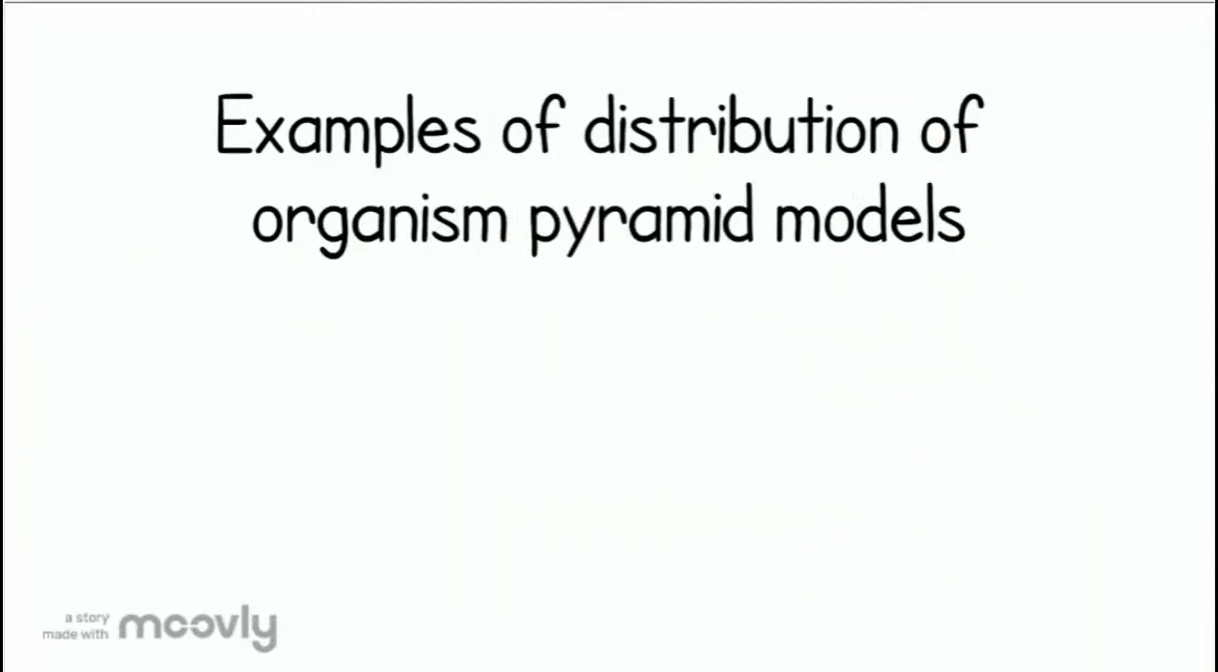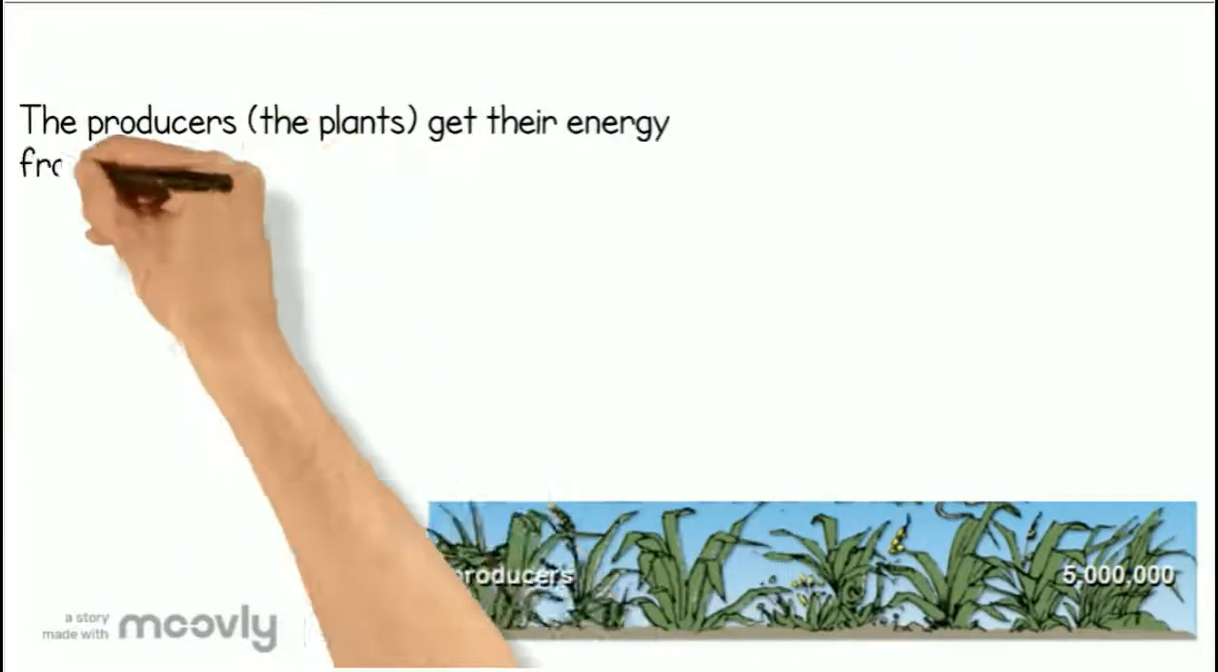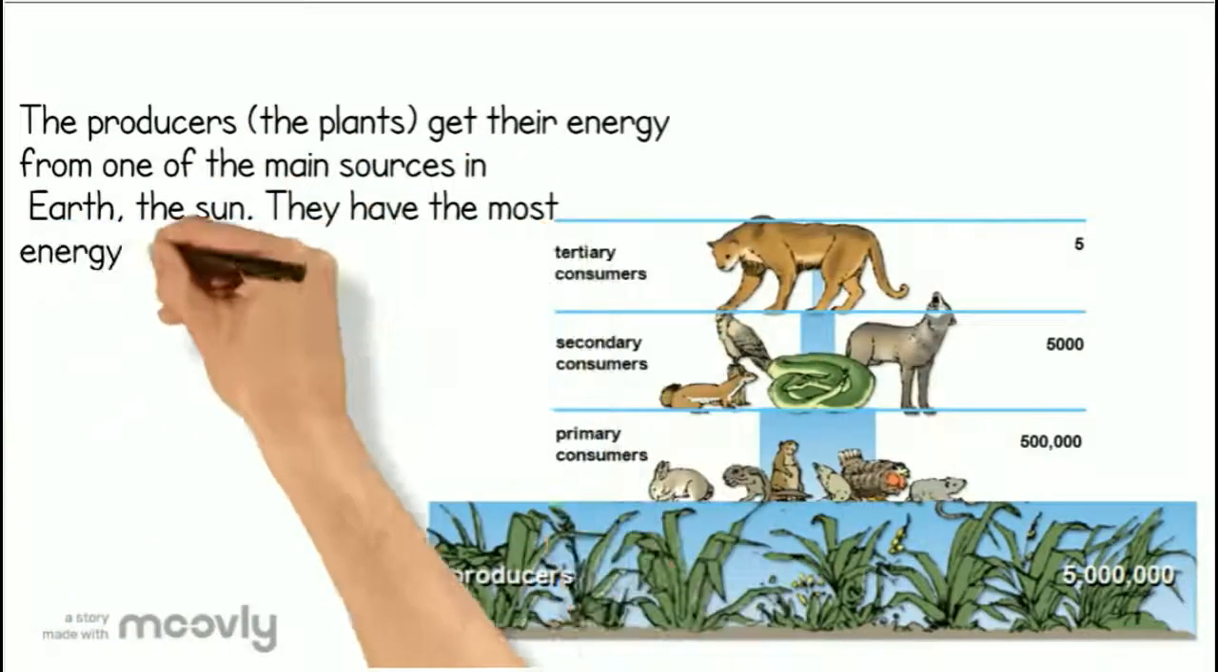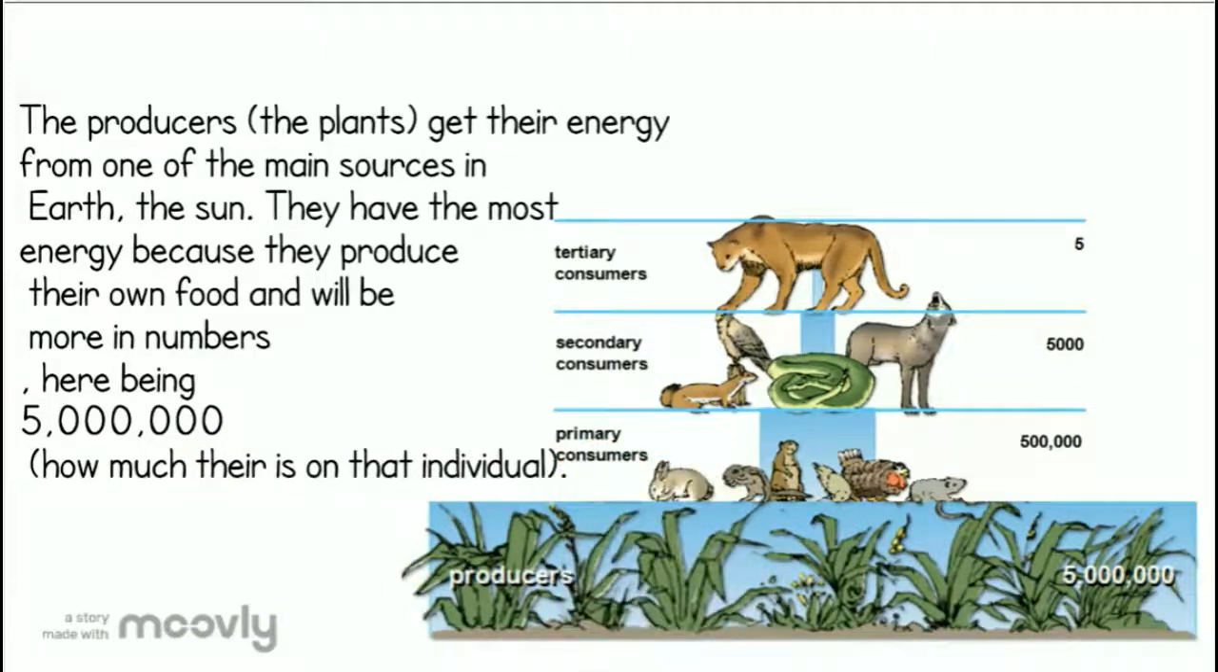The pyramid of numbers shows the number of each individual at each feeding level, known as trophic level. For example, the producers, the plants, get their energy from one of the main sources on Earth, the sun. They have the most energy because they produce their own food and will be more in numbers, here being 5 million, which is how much there is on that individual.